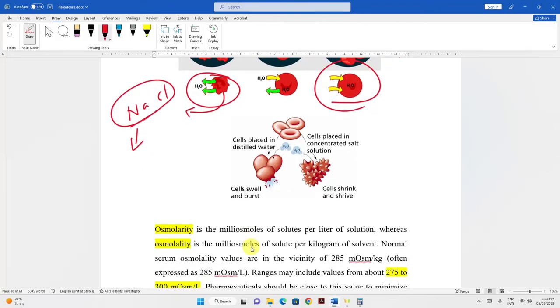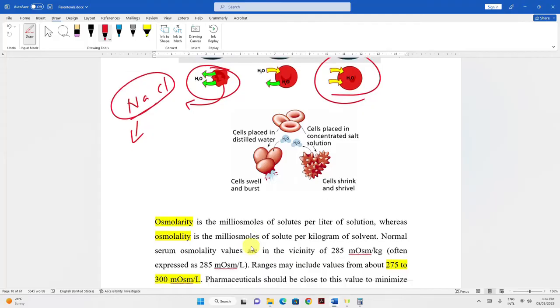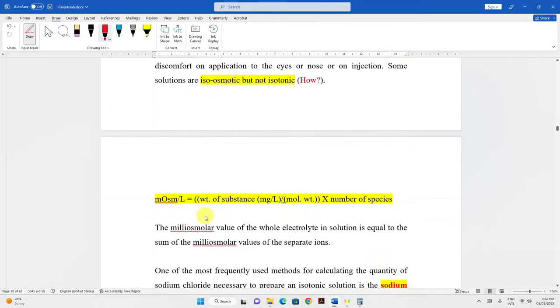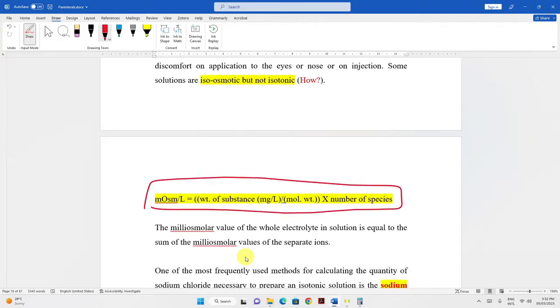Now, osmolarity is related to tonicity. Isoosmolar can be isotonic. How do you calculate osmolarity? This is how you do the calculation. Milliosmol per liter is osmolarity, and it will be equal to millimole per liter, which is the millimolarity, if you remember we talked about it before, multiplied by the number of species into which the molecule will dissociate.